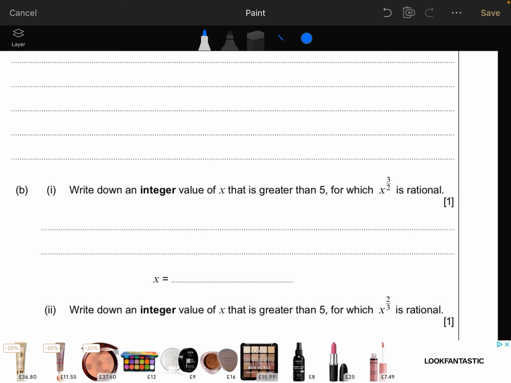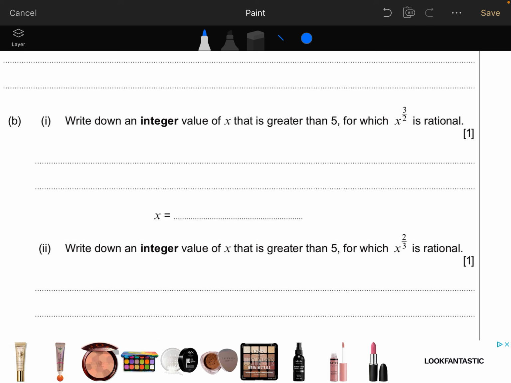Write down an integer value of x that is greater than 5 for which x to the 3 over 2 is rational. Okay, so rational numbers. A rational number is just a number that can be expressed as a fraction, not something like pi that is a non-recurring decimal. And an integer value is just a whole number.